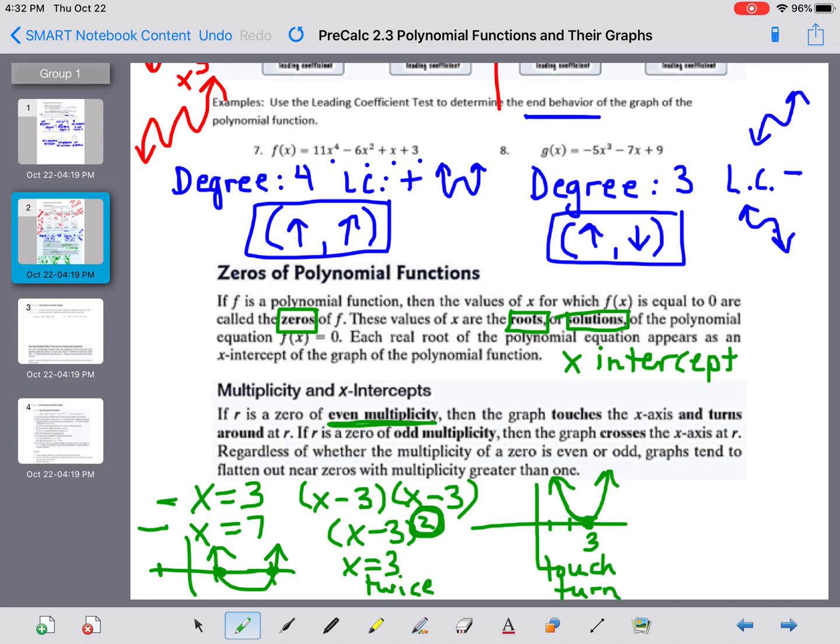So this is even multiplicity. If I have odd multiplicity, I'm going through that point and I cross across here, so I go through once. There's a good chance you're still lost right now, and I understand that. If it shows up an odd number of times, then you're going to cross over. All right, so let's look at some examples and see if that makes more sense. Let's turn the page.